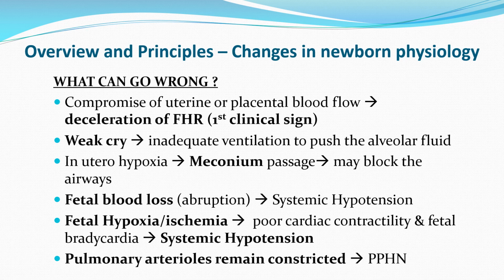There will be passage of meconium, and this might block the airway. There might be fetal blood loss by abruptio placentae, for example, causing systemic hypotension. There might be fetal hypoxia and ischemia with poor cardiac contractility and fetal bradycardia causing systemic hypotension. And the pulmonary arterioles might remain constricted, and this will cause primary pulmonary hypertension of the newborn.